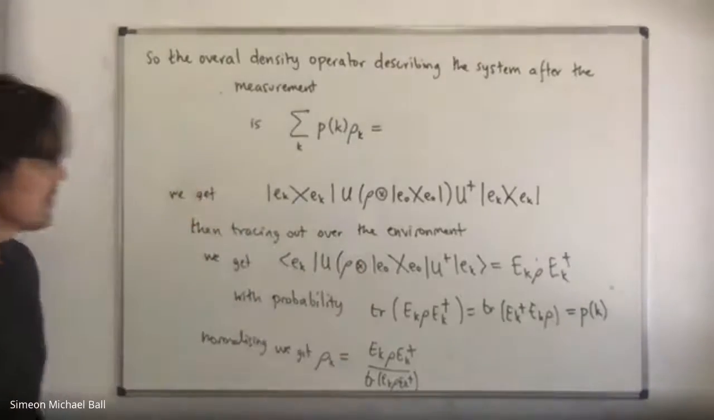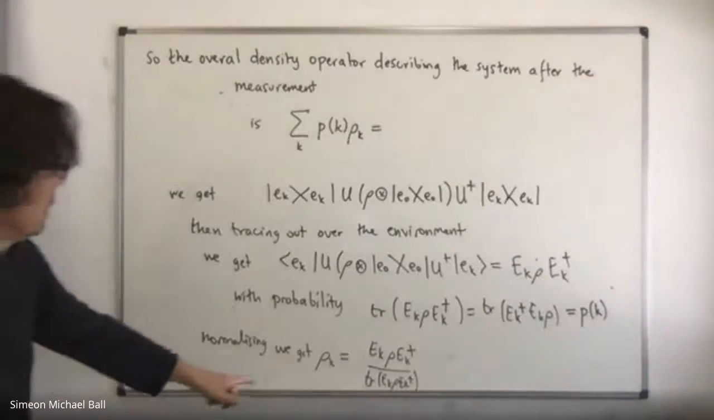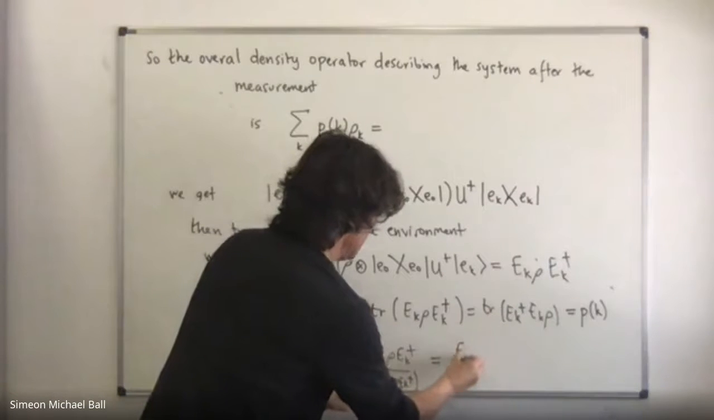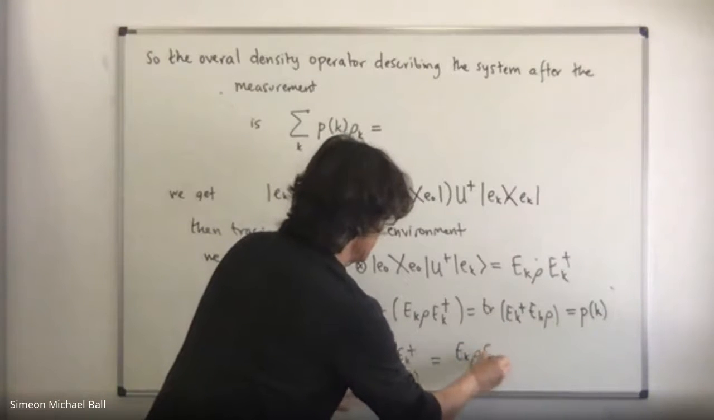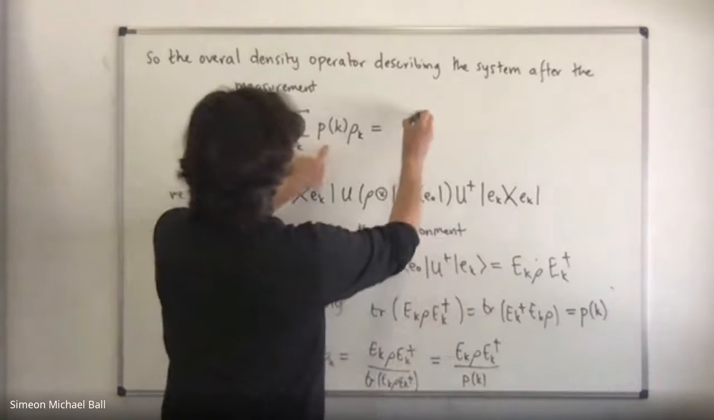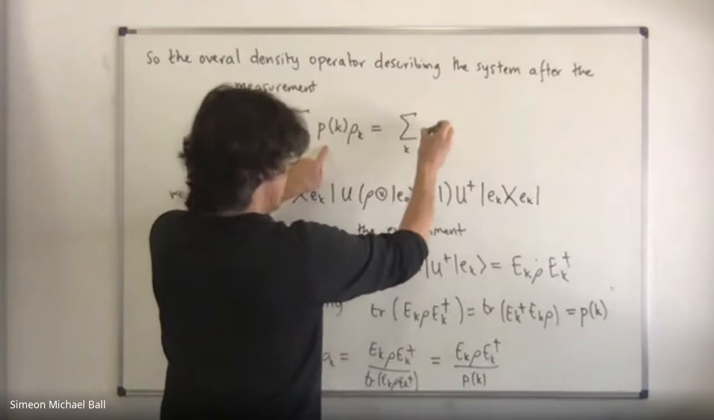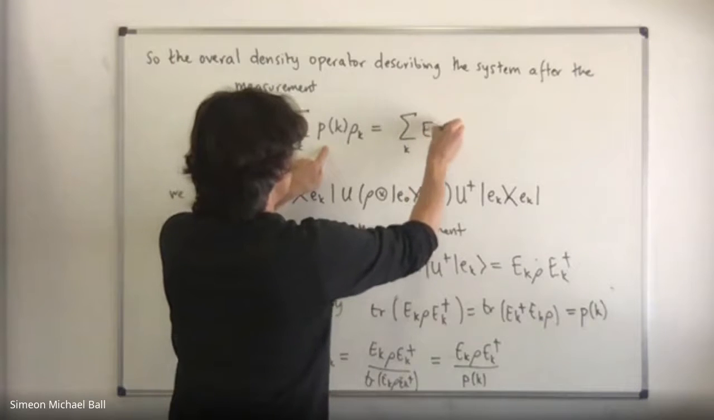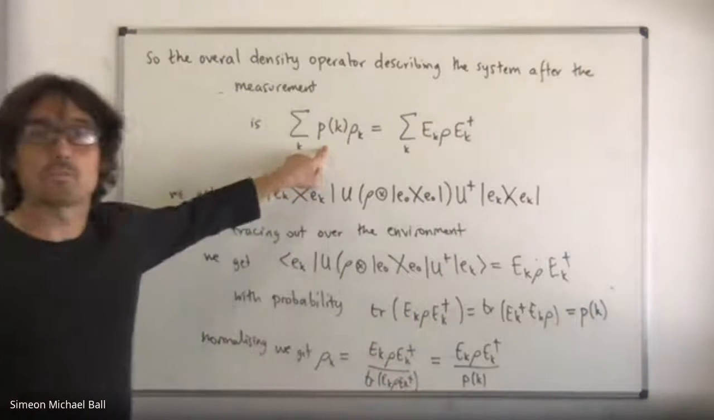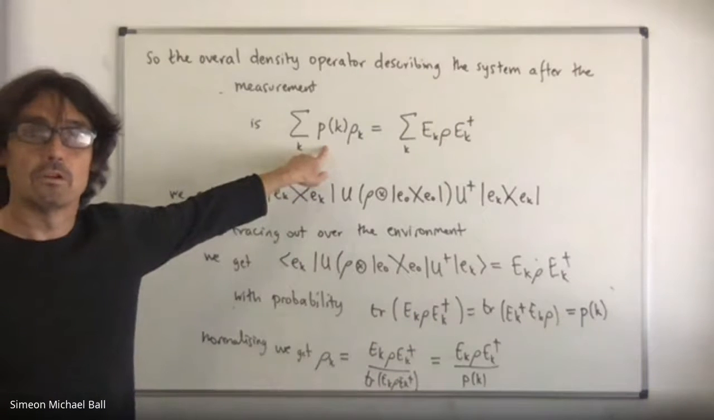So let's substitute what we know. Well, rho_k here is in fact E_k rho E_k dagger divided by the probability. So this is simply the sum over k of E_k rho E_k dagger, which is what we just proved before.